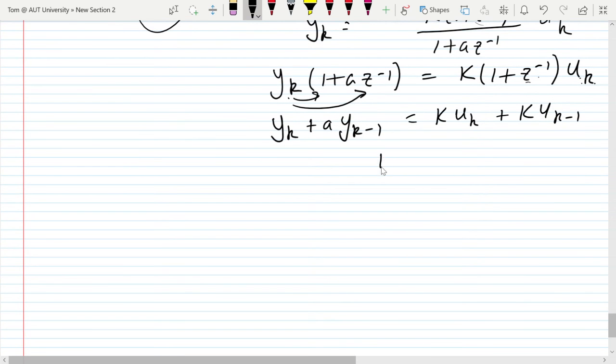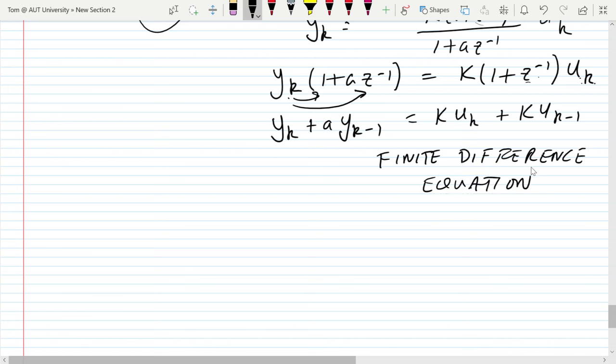This is called a finite difference equation, and this is what I'm looking for. Don't be put off, it's just something you've got to learn. Finite difference equation, it's the first order one because it's only got one past value of y. If it had k minus 1, k minus 2 it would be a second order.